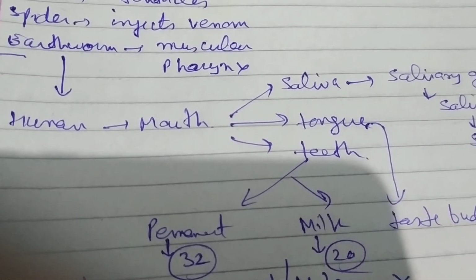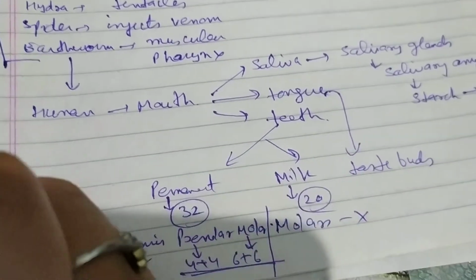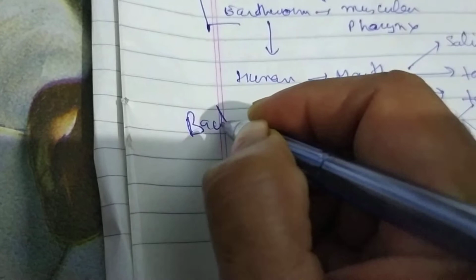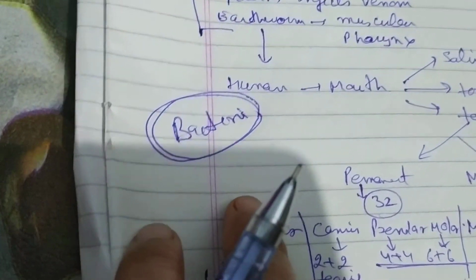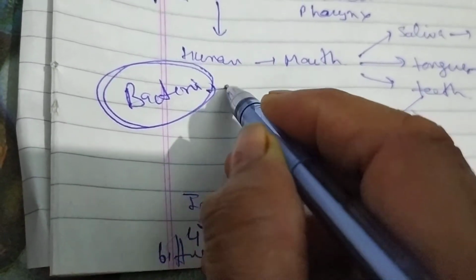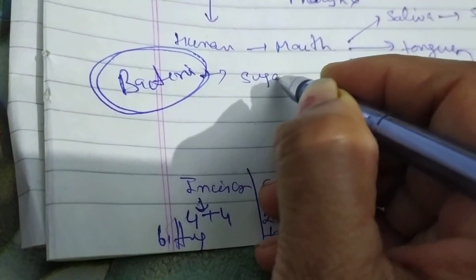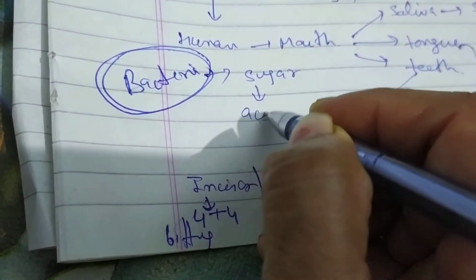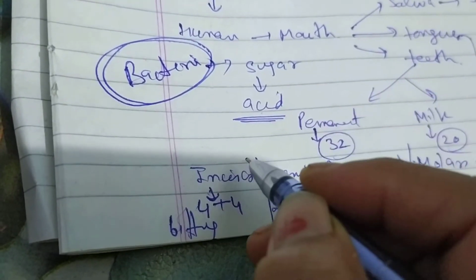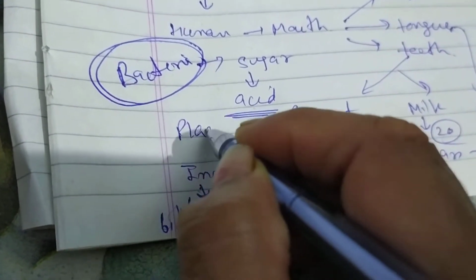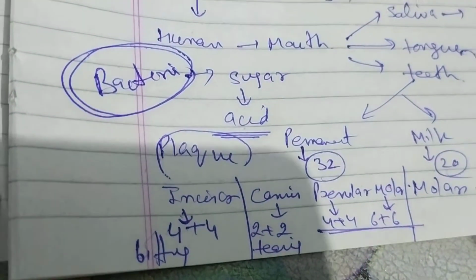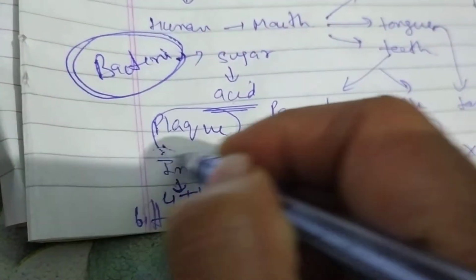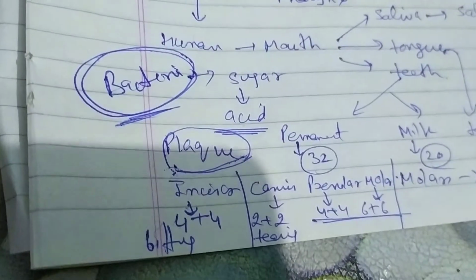If you do not take care of the teeth, what will happen? There is an organism called bacteria. It reacts with the food, especially the sweet food, and converts it into what? Acid. And we get a disease. Which disease are we especially getting? Plaque. So plaque is caused by which organism? By bacteria.